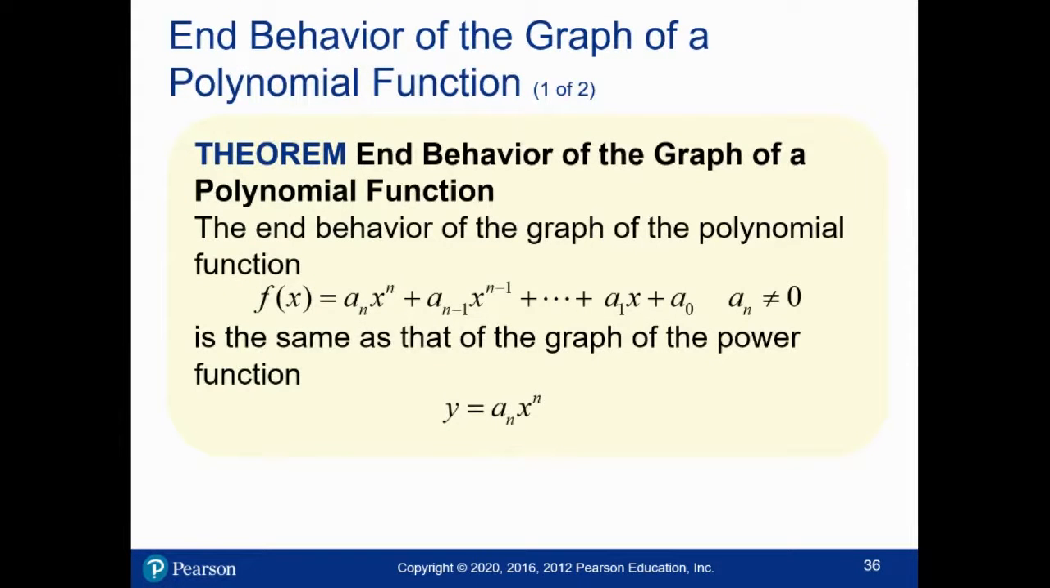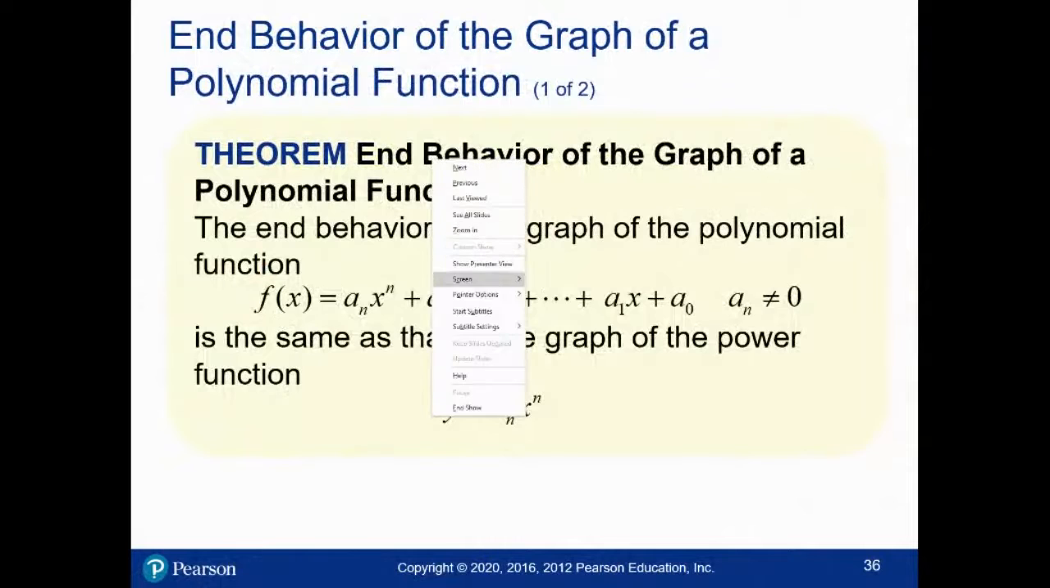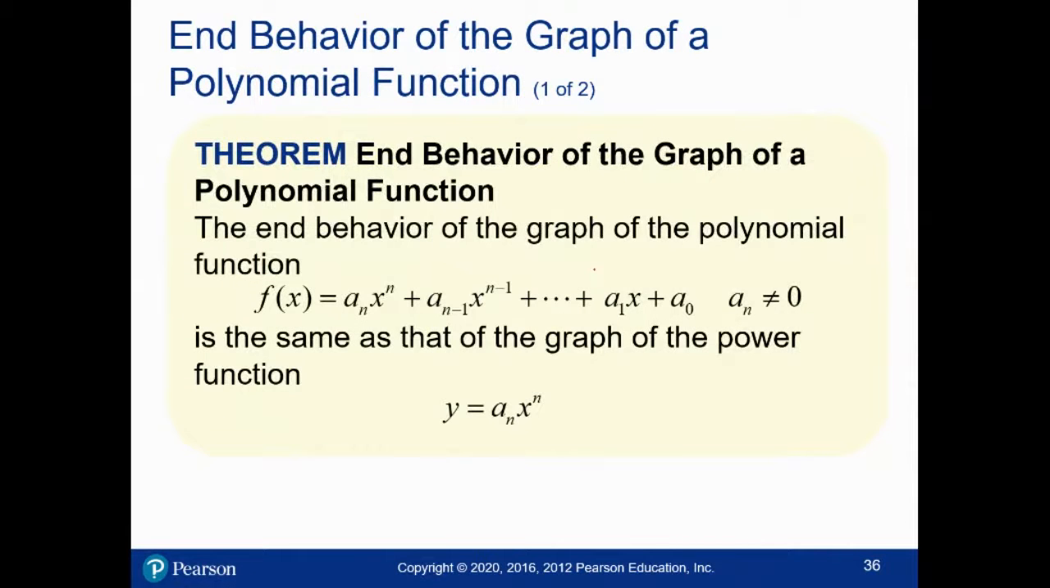So let's go ahead and wrap up section 4.1, and we'll talk about end behavior of a polynomial. So here is our general formula for a polynomial. Notice that this is of degree n. What is called end behavior?